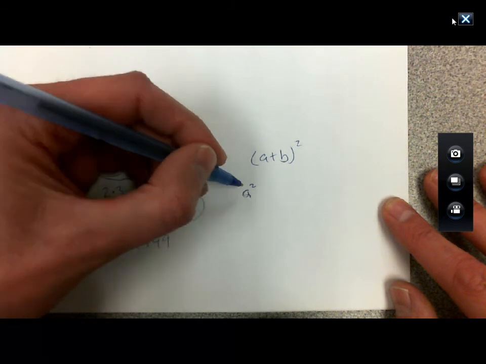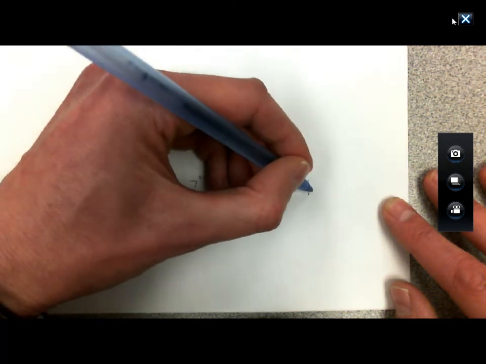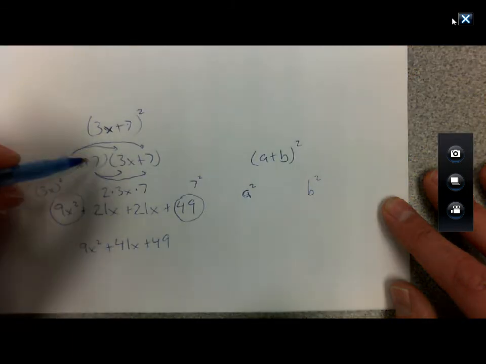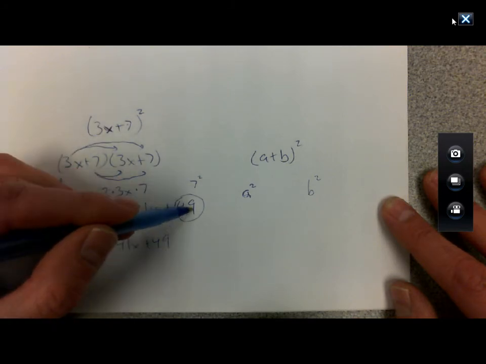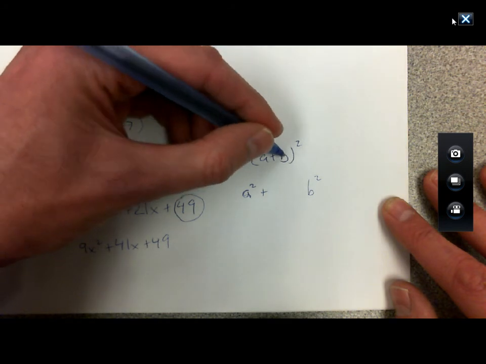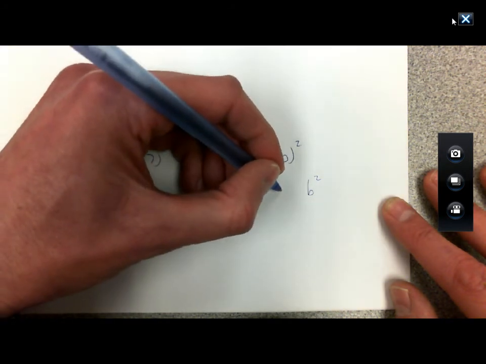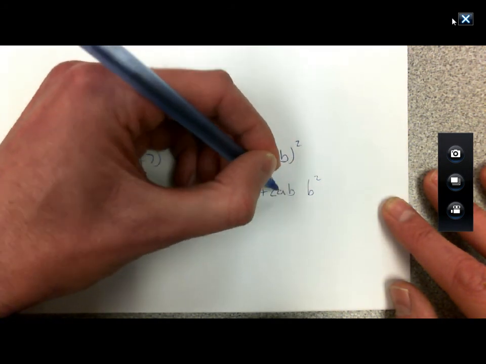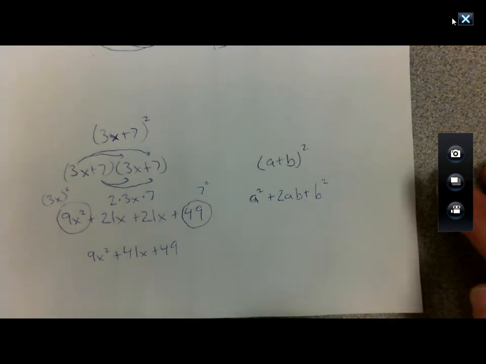That's an A, not a 9. The last term squared. That's what we saw here. 7 times 7, 7 squared. And in the middle, the two terms multiplied together, A times B, twice. So it's A squared plus 2AB plus B squared.